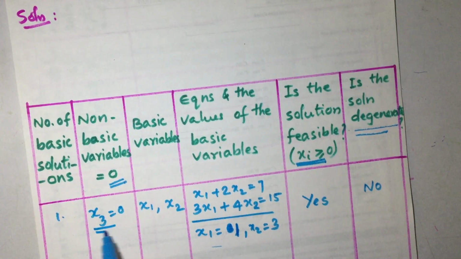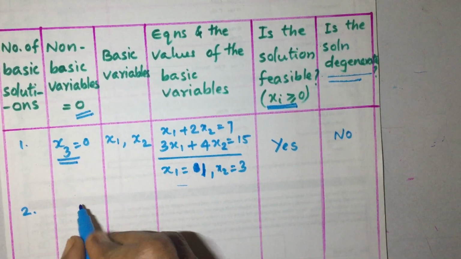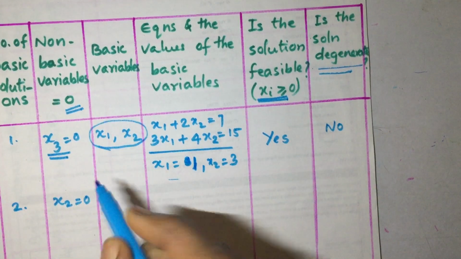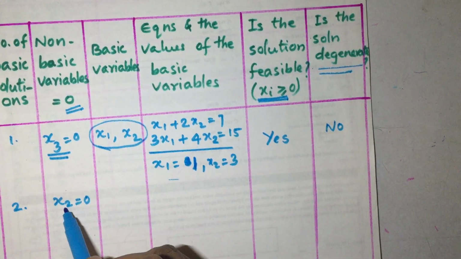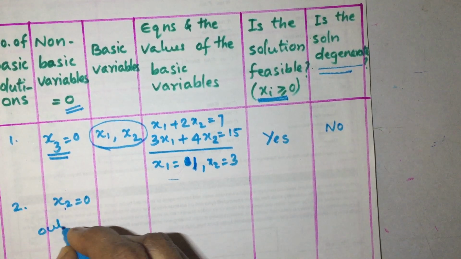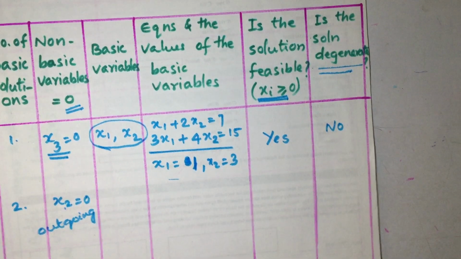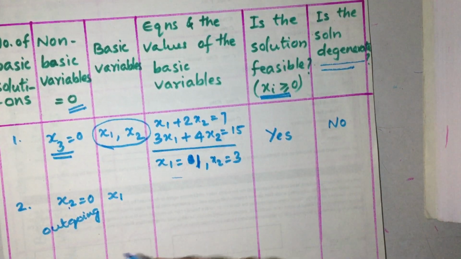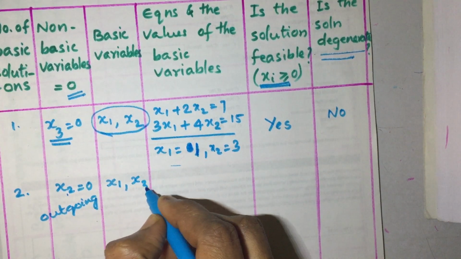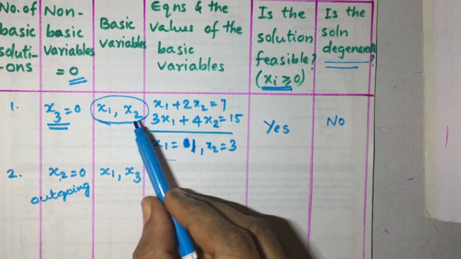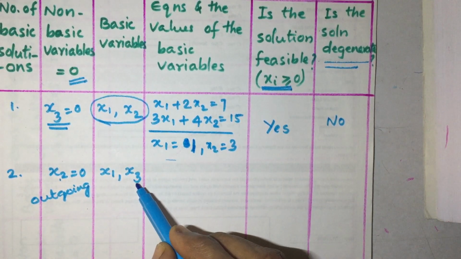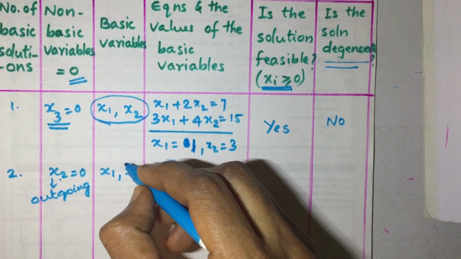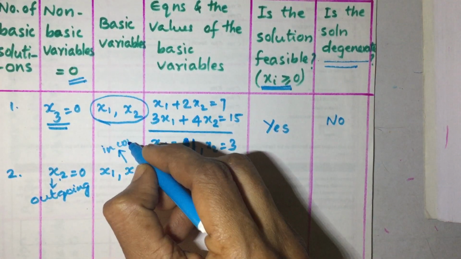Okay, now the second solution. Here we keep x3 equal to 0 as before, and now I will put x2 equal to 0. It was x1 and x2; now x2 is taken outside, so x2 is called the outgoing variable. I will keep x1 as it is, and instead of x2 I will take x3. So x2 went out and x3 went in. This x2 is outgoing and x3 we say is the incoming variable.